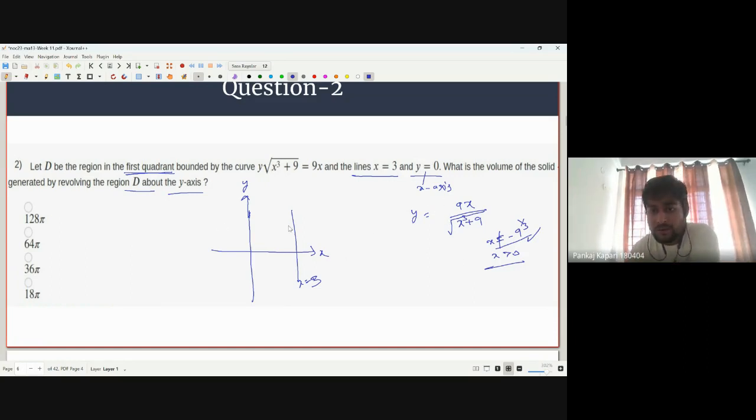So there is some curve. Let's see where this curve intersects the x-axis and y-axis. You can see that if I put x equal to 0, then y becomes 0. So definitely this curve passes through the origin 0 comma 0, and if I put x equal to 3, then what is y?